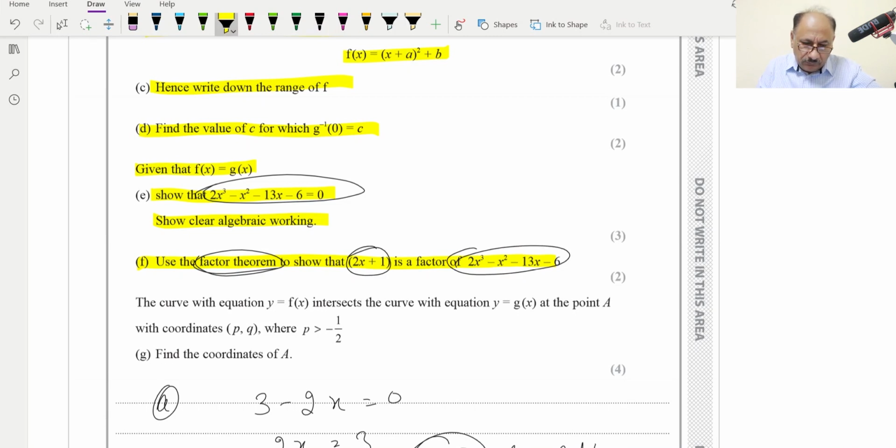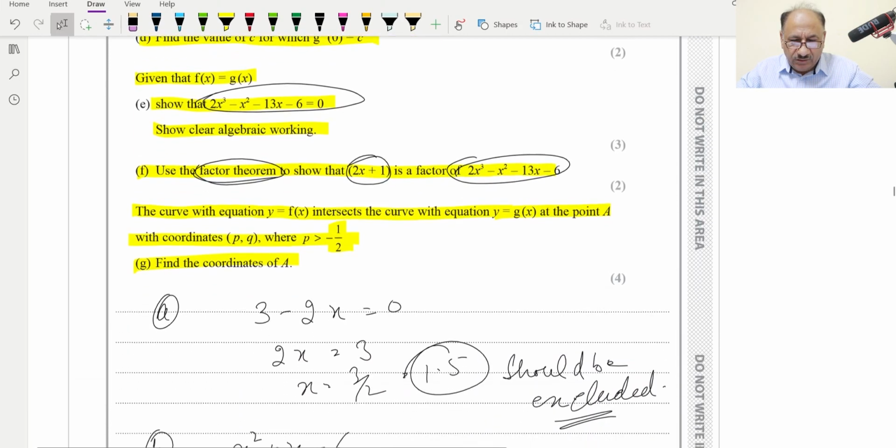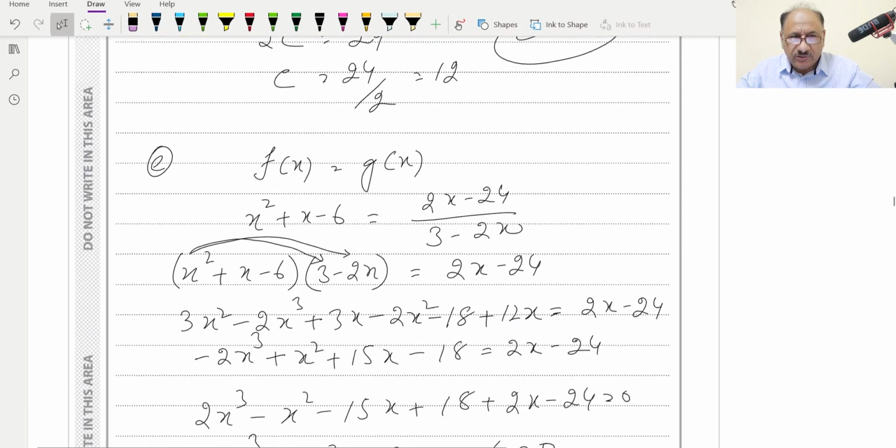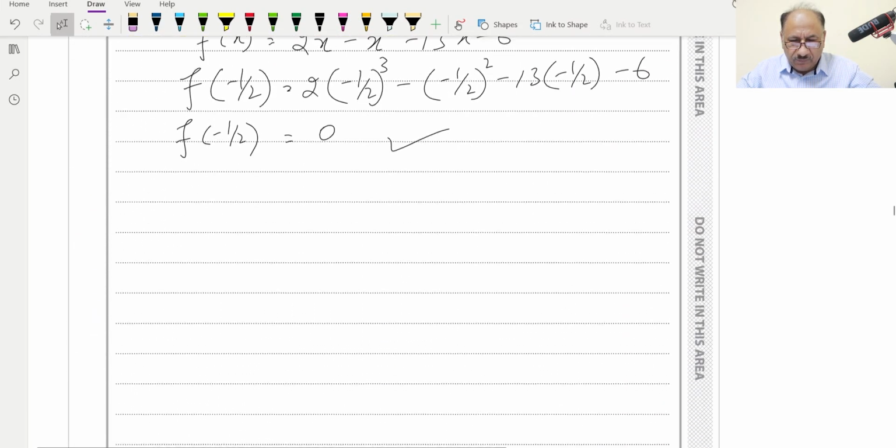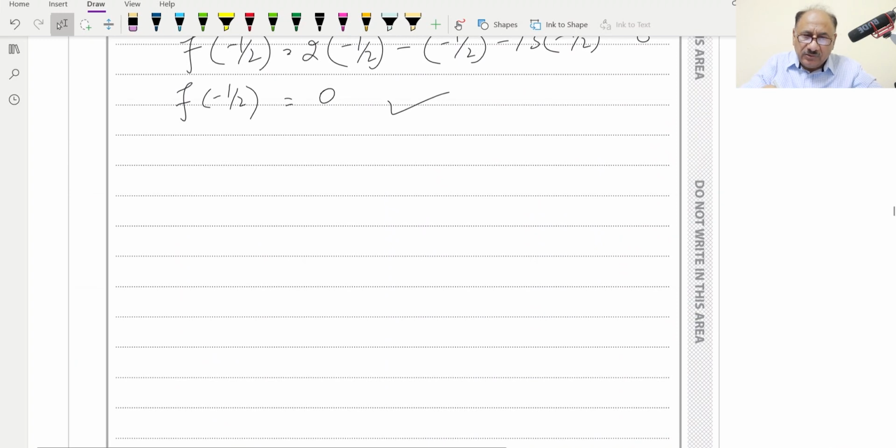Now G part, the curve with equation y is equal to f of x intersects the curve with the equation y is equal to g of x at the point A with coordinates p and q. P is greater than minus 1 by 2. Find the coordinates of A. So what we will do, we can divide basically and find this one.